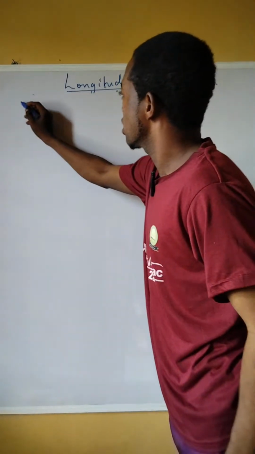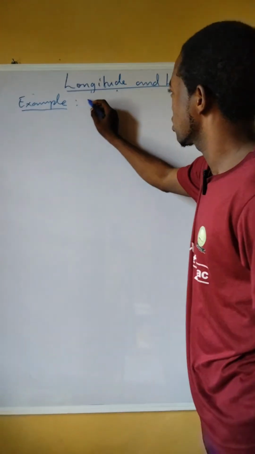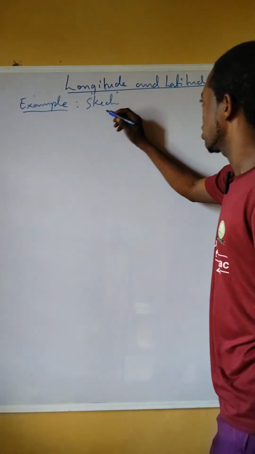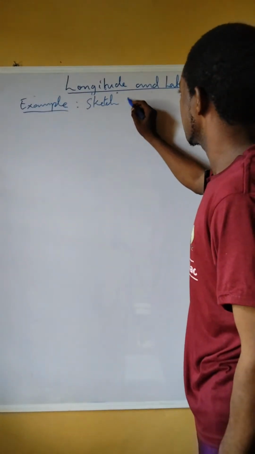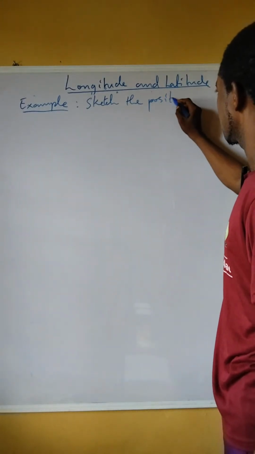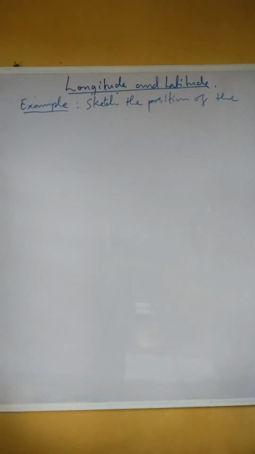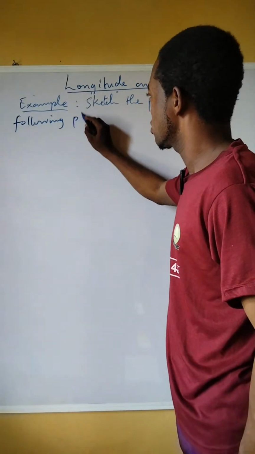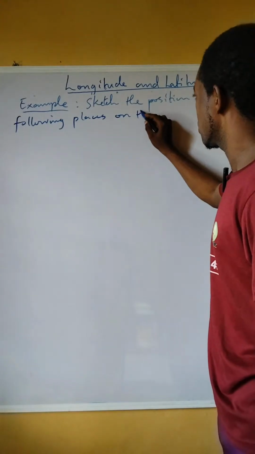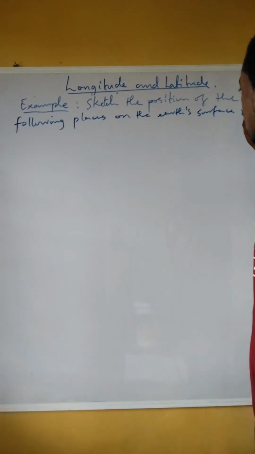So we have some examples here. Example: sketch the position of the following places on the earth's surface. So let's look at the first one.